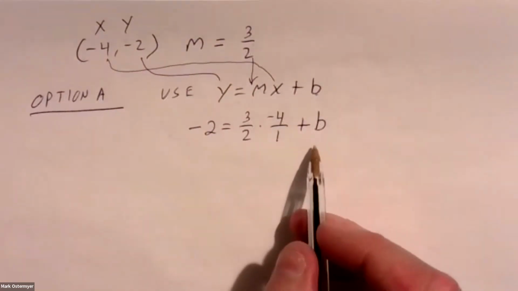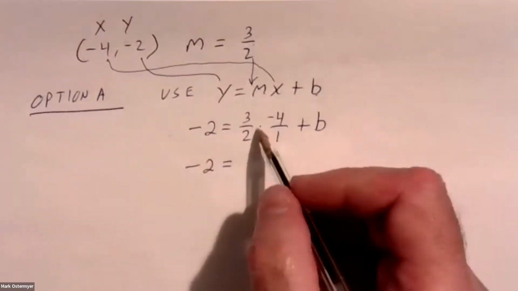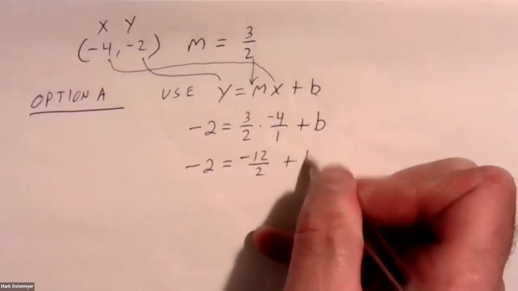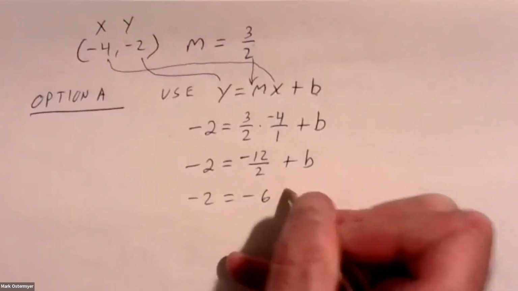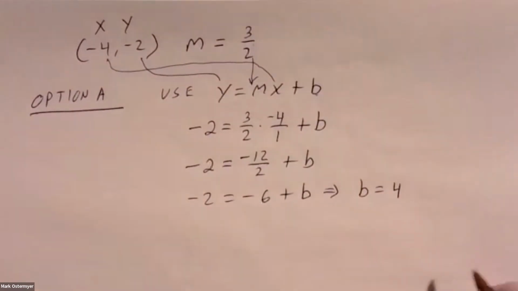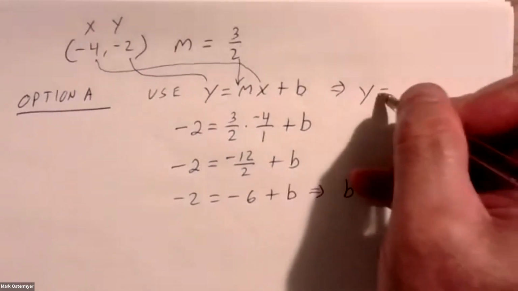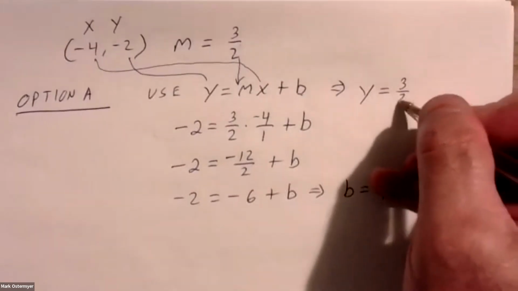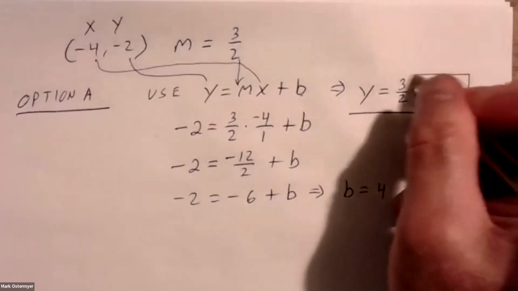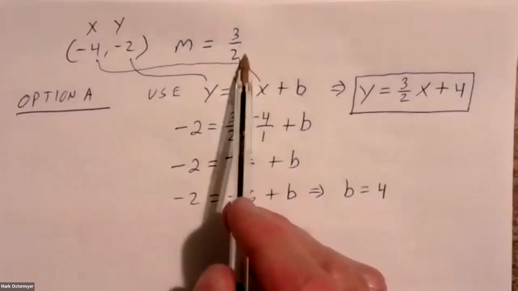What remains now is I've got to solve for b, the y-intercept. So I'm going to have -2 is equal to, now what's this going to give us here? That's going to be -12/2. So -2 is equal to -6 plus b. Add 6 to both sides, and b walks out with a value of 4. So your y-intercept is 4. Therefore, our equation is going to be y equals the slope, which is 3/2, x plus b. B was found to be 4. We are done. That would be the equation of my line that contains this point and has this slope.